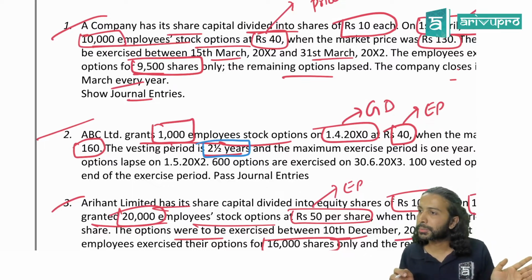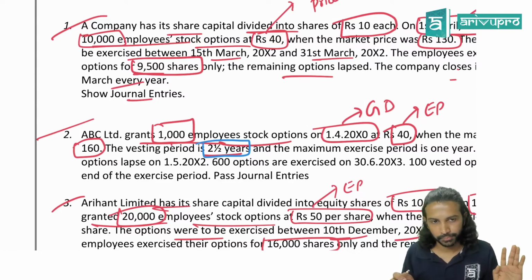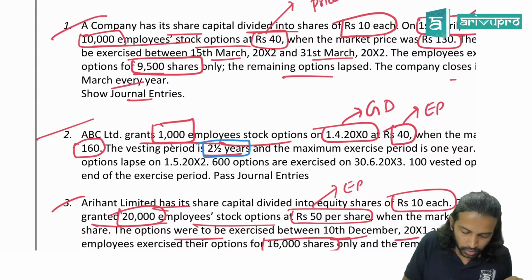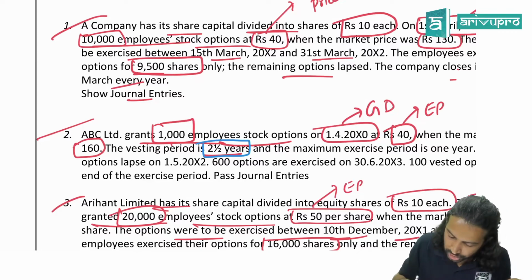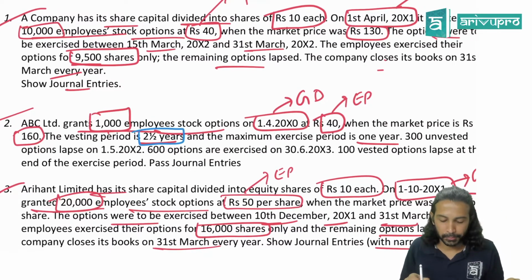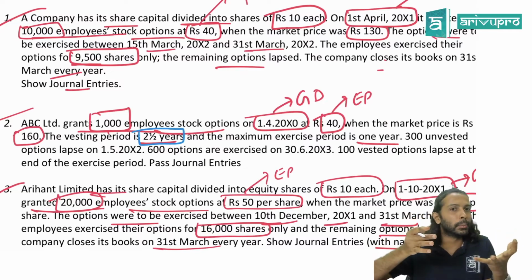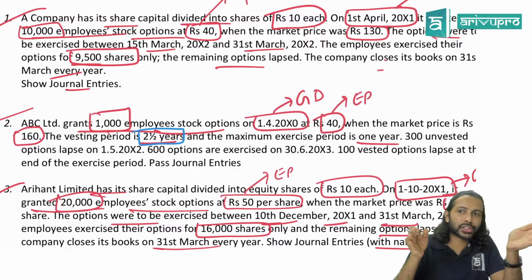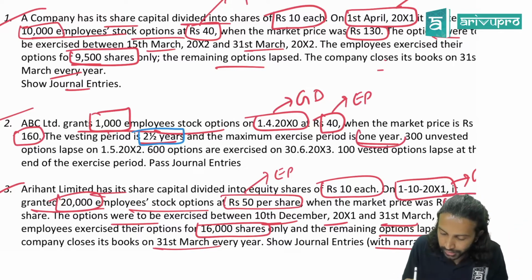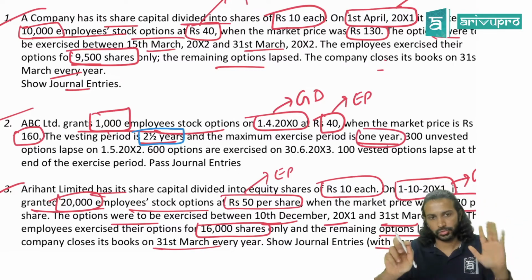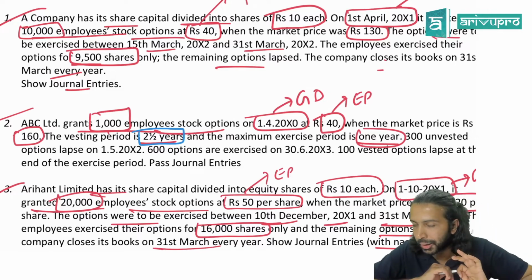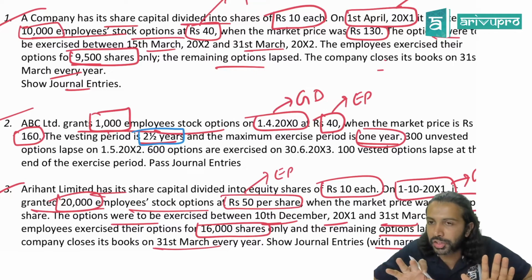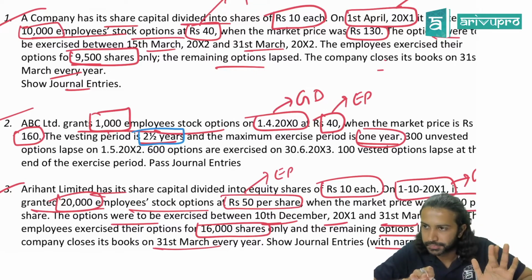In the last 2 problems, the vesting period was less than 1 year. Here the vesting period is clearly given to be 2.5 years. The maximum exercise period is 1 year. Meaning on the vesting date, employees will be eligible to buy. After the vesting date, the company is giving further extra time. How much extra time? 1 year. That is your exercise period. So by then, employees should make up their mind whether they want to buy it or not. If they don't, automatically options will lapse or be cancelled.